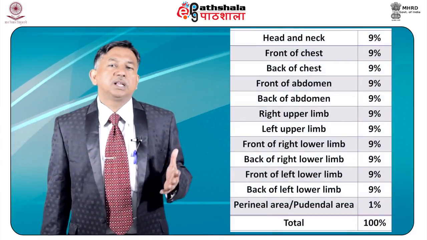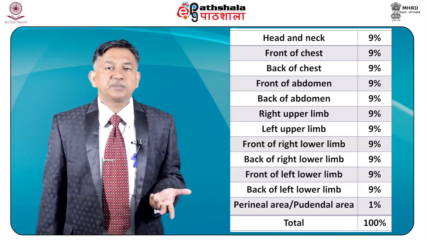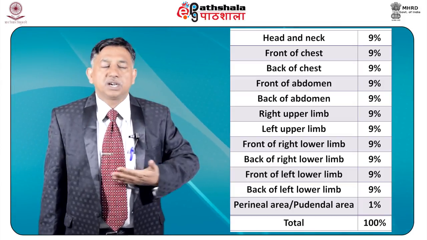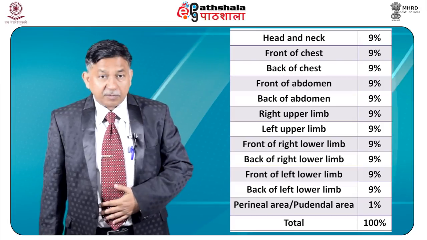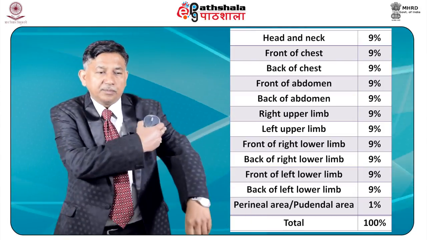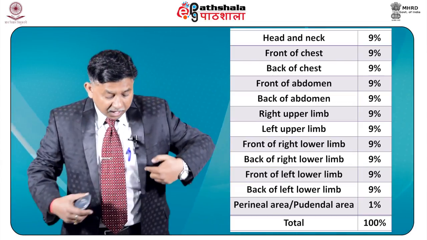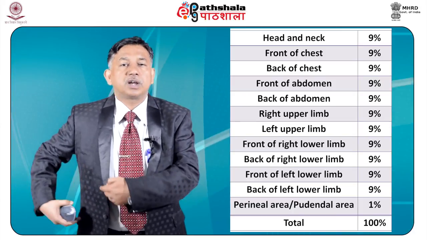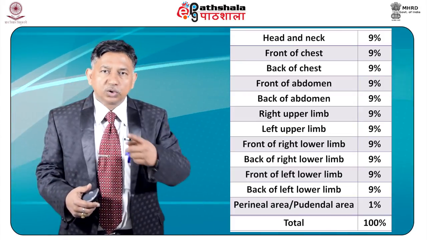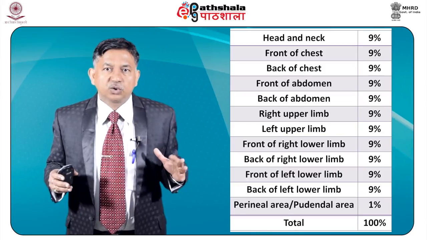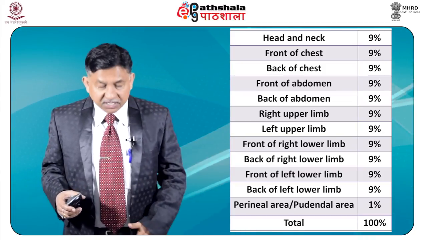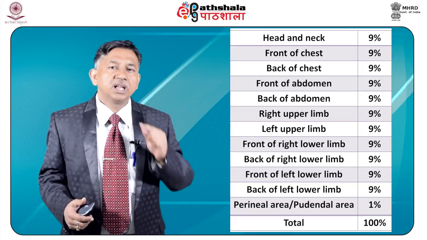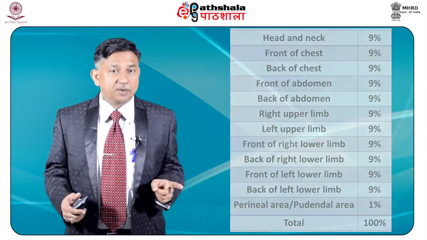In the rule of nine, basically the various parts of the body are given as a percentage of nine. What are those? Head and neck is given as 9%, the front of chest is given as 9%, back of chest is given as 9%, front of abdomen, back of abdomen, right upper limb whole, the left upper limb, the front of right lower limb, the back of right lower limb, the front of left lower limb, the back of the left lower limb. So that comprises 11 parts. So 11 nines is 99. 1% is given for the perineal area, that is the area surrounding the genital organs, perineal or pudendal area. So the total is 100%.